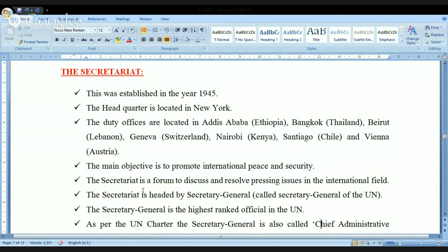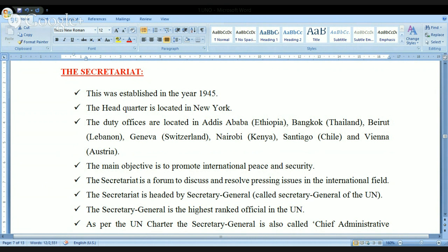Next. Look at this point here. The Secretariat is a forum to discuss and resolve the pressing issues in the international field. That's the reason whatever is happening anywhere in the world, the information will first reach the Secretariat, and the Secretariat will be giving the information to the remaining organs of the United Nations. Hence, this is the place where so many issues will be discussed. Next, this Secretariat is headed by the Secretary General, called the Secretary General of the United Nations.